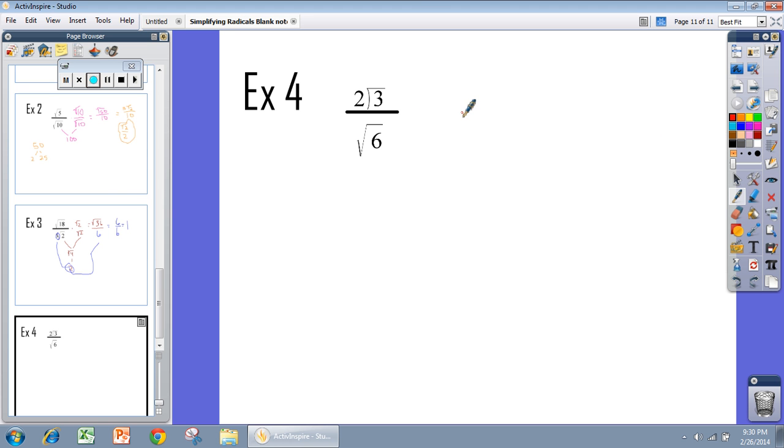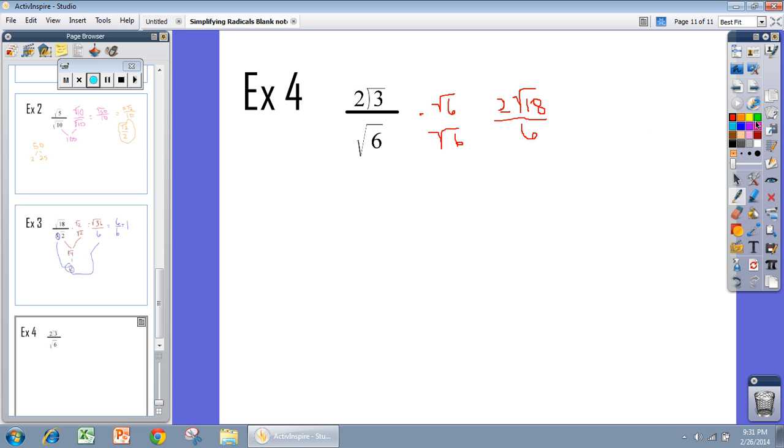Let's see. All right, so step number 1, multiply by the square root of 6, both the top and the bottom. Okay, so at the top we're going to get 2 in the front. And we're going to do 3 times 6. 3 times 6 is 18. And then at the bottom, 6 times 6 is 36. What's the square root of 36? We're just going to get 6 back.